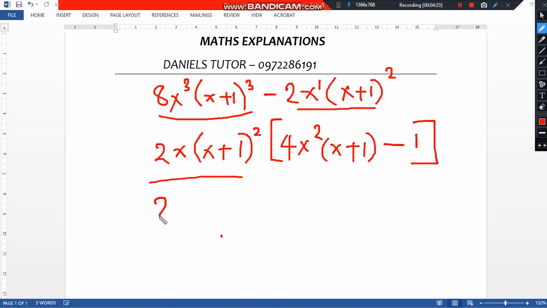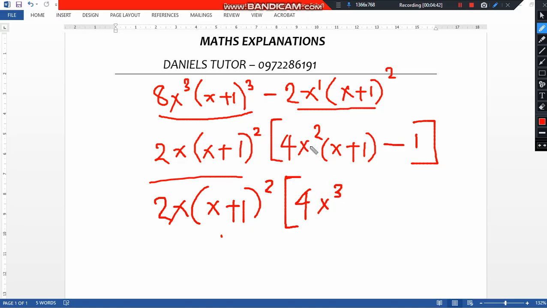So practice, right? We need to practice. So we have 2x times (x plus 1) to the power 2. Here we have 4x squared times x, that's 4x to the power 3. 4x squared times 1, that's 4x to the power 2. Then the minus 1 is just alone there, innocently stands in. So that's the final answer, guys. Yeah? What do you think?